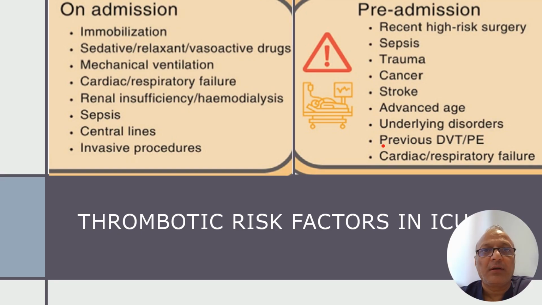The common risk factors associated with an increased risk of venous thromboembolism for patients who are critically ill are mainly divided into two categories. The first category includes risk factors which are present in patients prior to admission to ICU, and the other category of risk factors are specific to the ICU setting. The risk factors in the pre-admission category are recent high-risk surgery, sepsis, trauma, stroke, cancer, advanced age, cardiac and respiratory failure, underlying disorder or medication, and prior history of deep vein thrombosis or pulmonary embolism.